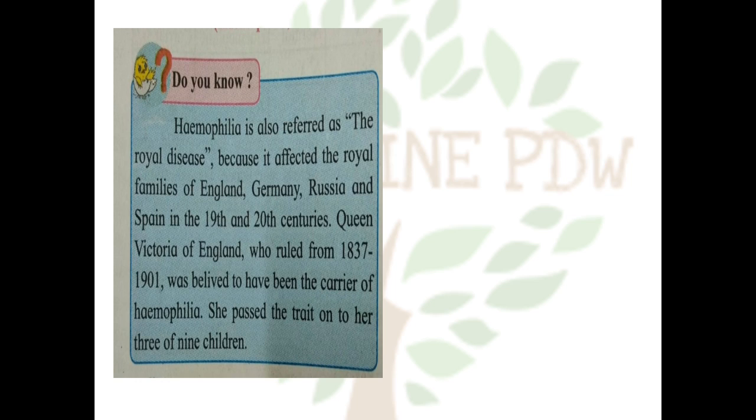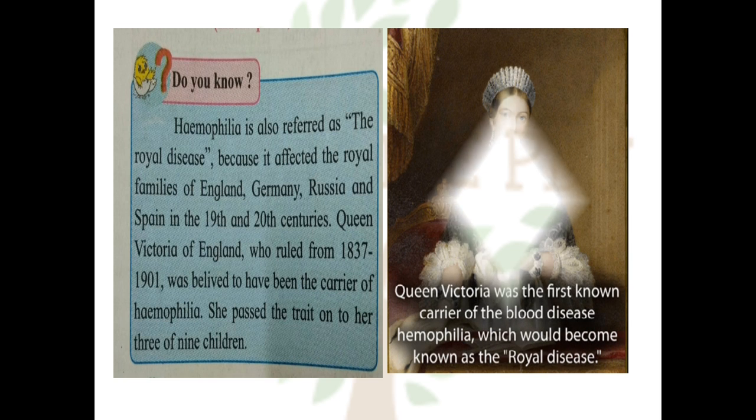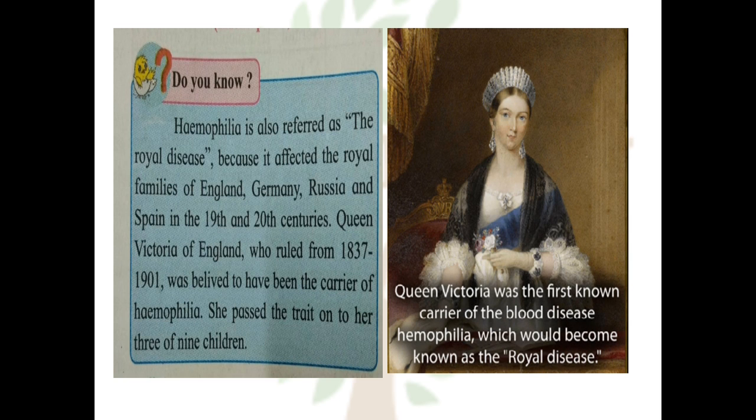Students, do you know haemophilia is also referred to as the royal disease because it affected the royal families of England, Germany, Russia and Spain in the 19th and 20th centuries. Queen Victoria of England, who ruled from 1837 to 1901, was believed to have been a carrier of haemophilia. She passed the trait on to 3 of her 9 children. Queen Victoria was the first known carrier of the blood disease haemophilia, which would become known as the royal disease.